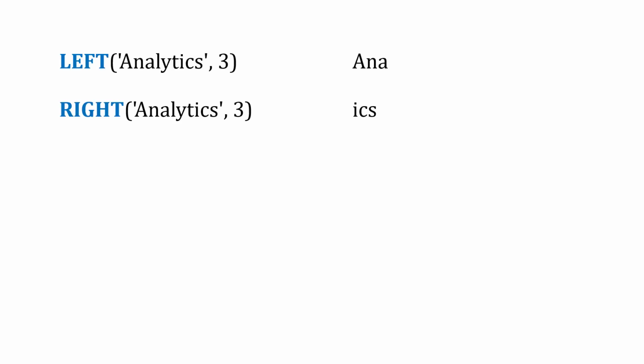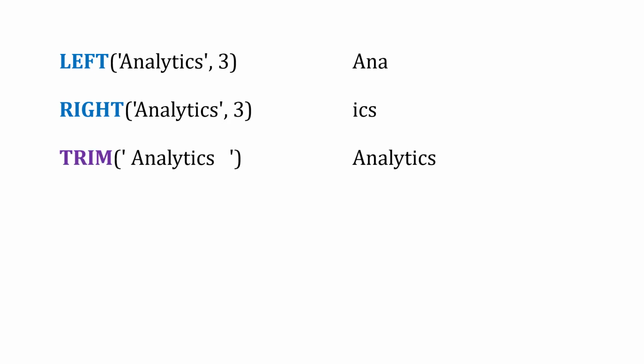We could use left and right to take the left or right portion of a string and return that in the result. For example, if we're looking at the word analytics, that string, if we want to use left and left three positions, that would pull A, N, and A from analytics. If we used right, that'd take the three characters on the right, ICS.